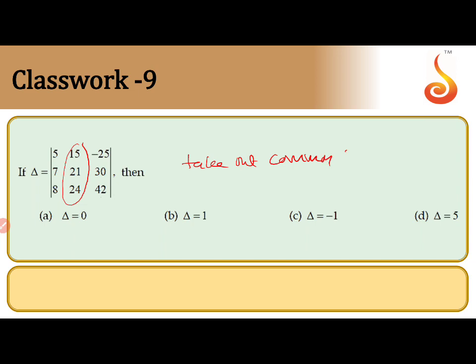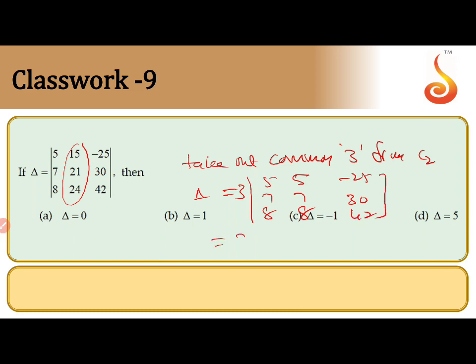Take out common 3 from C2. If you take 3 common, the first column is the same, and the second column is 5, 7, 8; minus 25, 30, 42. So what is the value of the determinant? 0 because these two are the same. Here C1 equals C2, so the value of the determinant is 0. That is the answer. So take out common 3 from C2 and take the delta value, and now we get the answer. I hope this is clear.